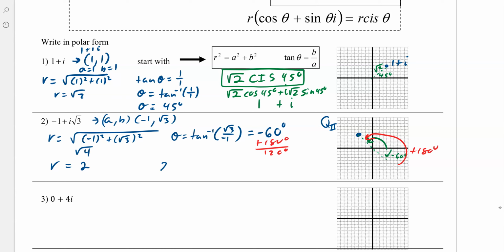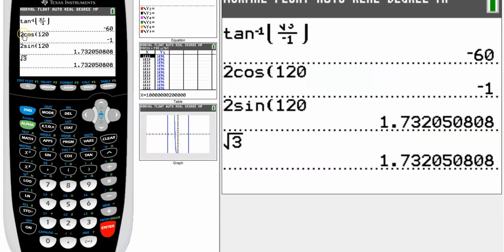So now we know it's 2 cis 120 degrees. And how do you make sure that that's correct? We just plug it in our calculator. So we're going to go 2 cosine 120 and 2 sine 120. So you can see 2 cosine of 120 gives us our a.